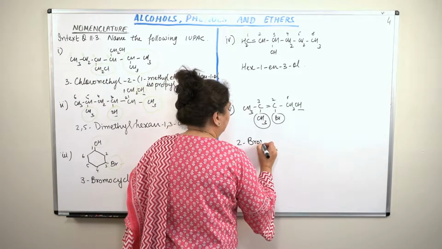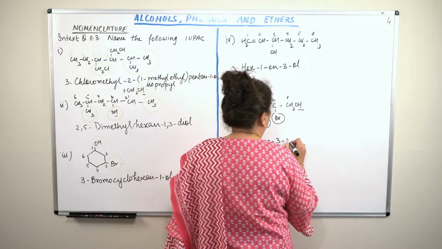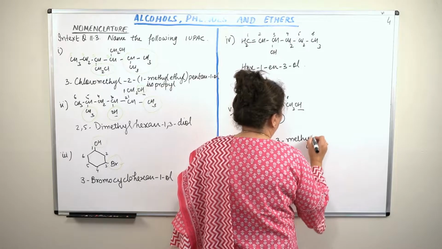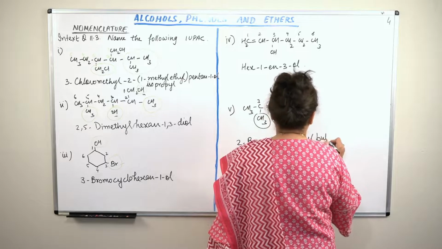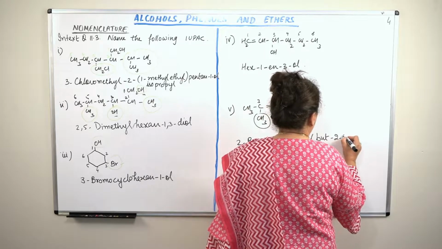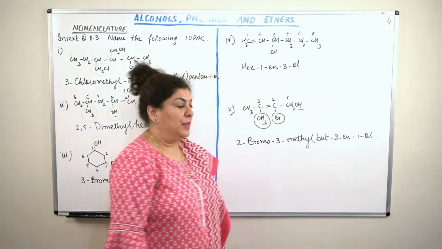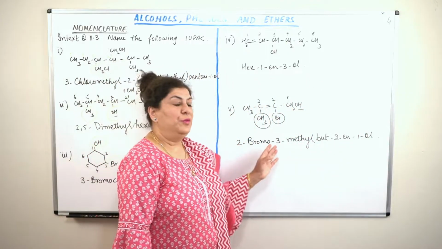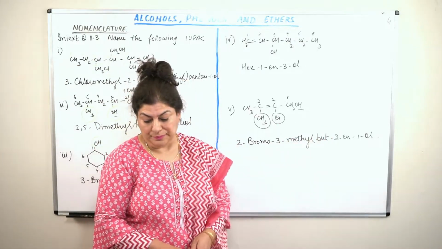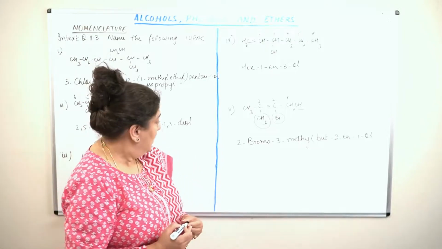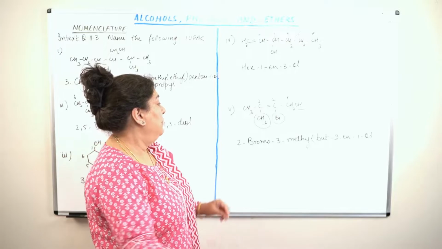So this is 2-bromo, right? 3-methyl, 2-bromo, 3-methyl, but-2-en-1-ol. Am I clear? So it is 2-bromo-3-methylbut-2-en-1-ol. 2-bromo-3-methylbut-2-en-1-ol would be the name of this compound.